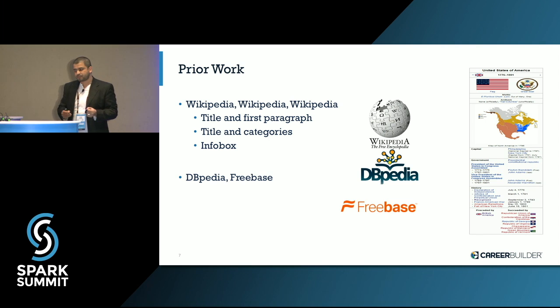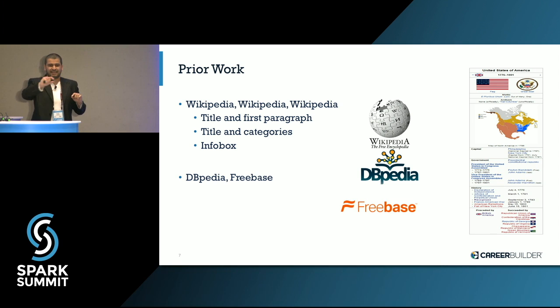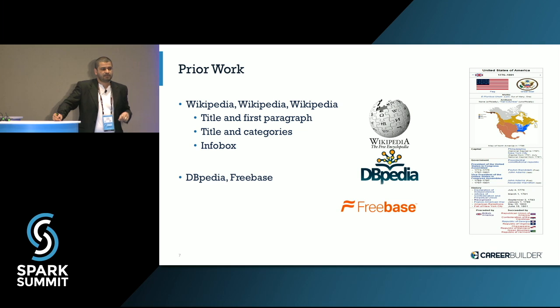Other people used other features, which is, let's take the title of the Wikipedia article, and let's take the categories. In Wikipedia, each article has at the end a categories section, right? So this is basically taking that article title, and then taking the categories and training a classifier using this data only to classify the title of that article. Is it a person, organization, location, whatever.